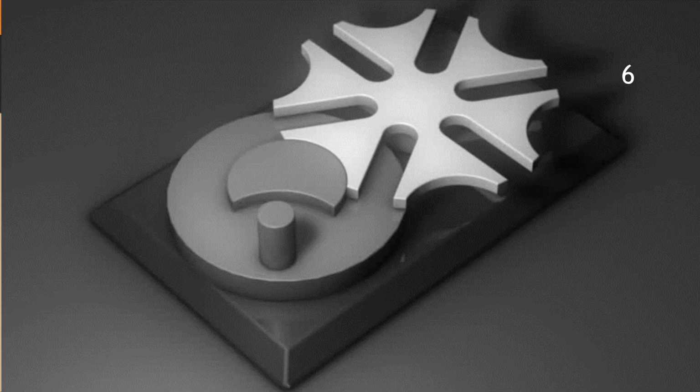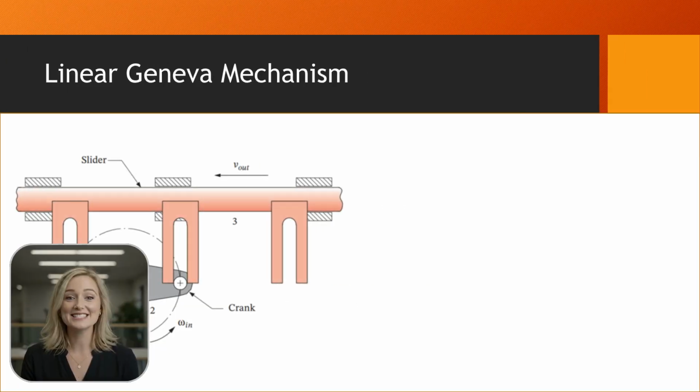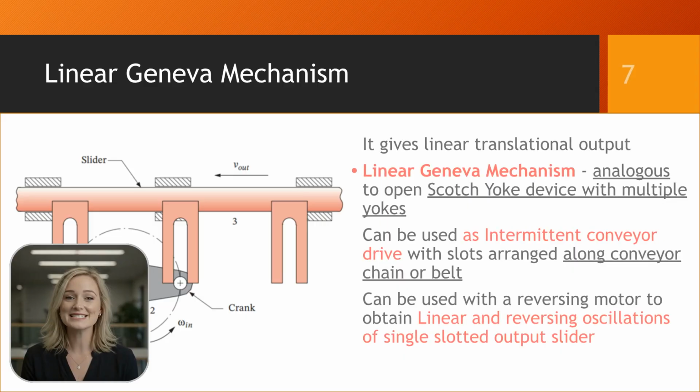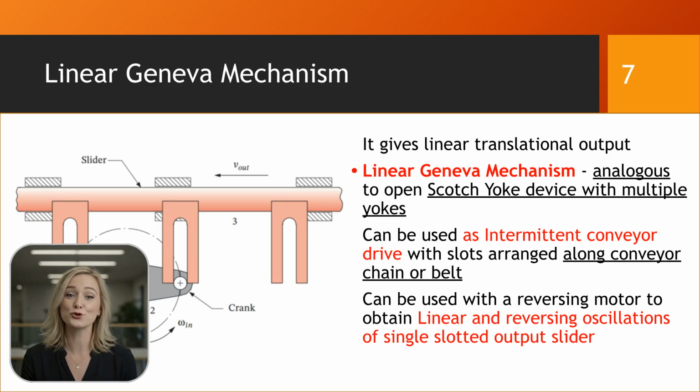Here is an animation illustrating the Geneva mechanism in action, demonstrating how the input crank drives the slotted wheel intermittently. Next, the linear Geneva mechanism provides a linear translational output. It is analogous to a Scotch yoke device and is frequently used as an intermittent conveyor drive. This animation shows the linear Geneva mechanism, where the crank motion is converted into the intermittent linear movement of the slider.